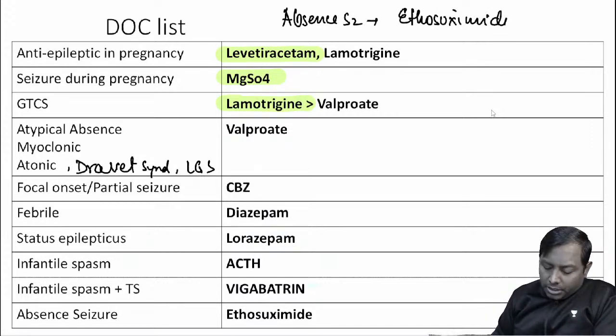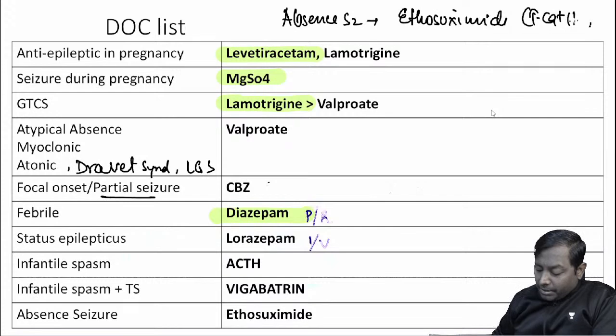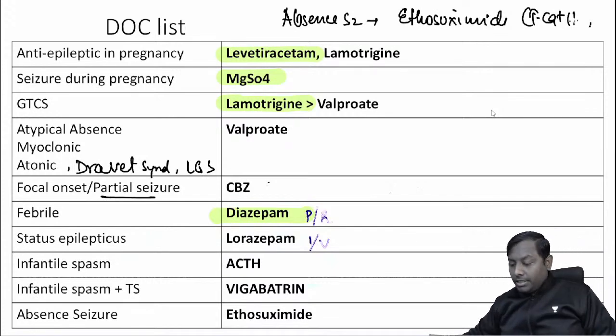Focal onset partial seizure, we have carbamazepine. It's also the drug of choice in a patient with trigeminal neuralgia or glossopharyngeal neuralgia. I am talking about the drug carbamazepine. In febrile seizure, the drug of choice is diazepam, per rectal diazepam. IV lorazepam is the drug of choice in status epilepticus. Infantile spasm. What is the drug of choice in infantile spasm, guys?